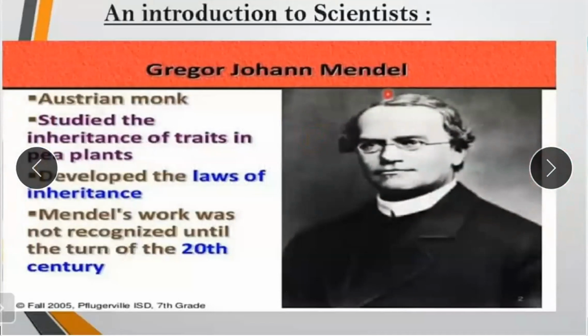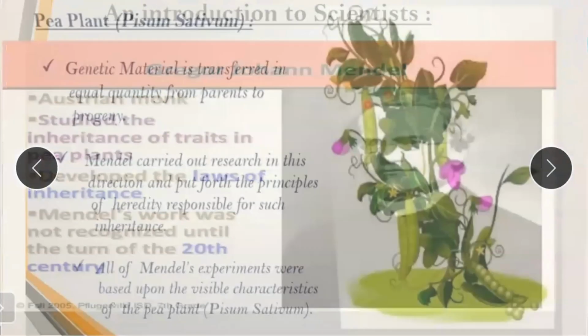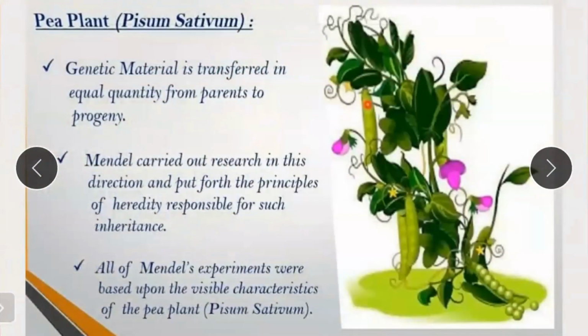today we have seen about Gregor Johann Mendel, who was an Austrian scientist. He studied the inheritance of traits in a pea plant, and he developed the laws of inheritance. Yes. Mendel's work was not recognized until the turn of the 20th century. Then he performed all his researches on this plant, that is pea plant. What is the scientific name of this plant? Pisum sativum.